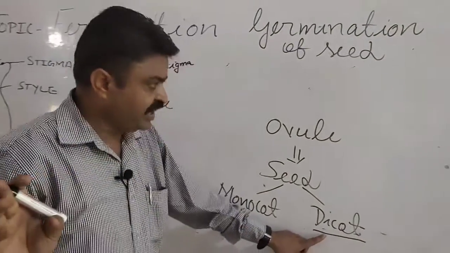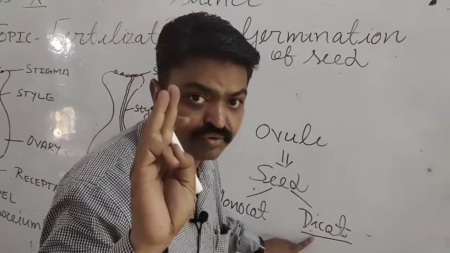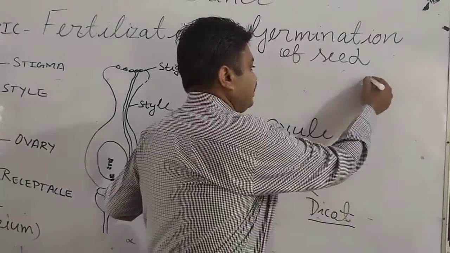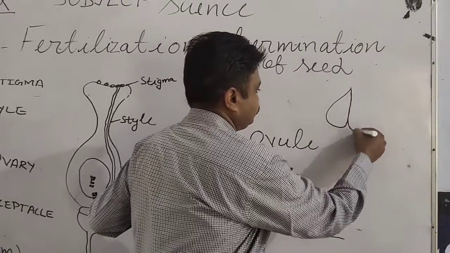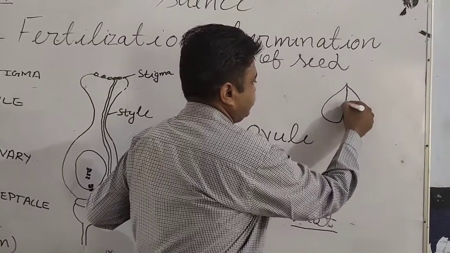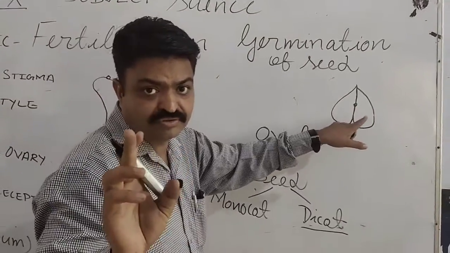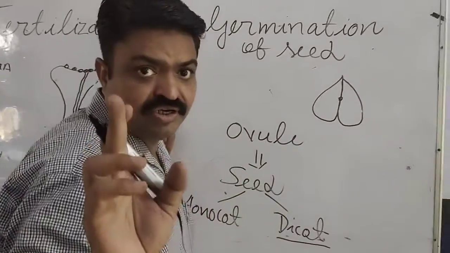So in the dicot seeds, what is found? There are two cotyledons. I can give you the example of the gram seed. This is the gram seed, and the gram seed has two cotyledons. Means the chana has two cotyledons.